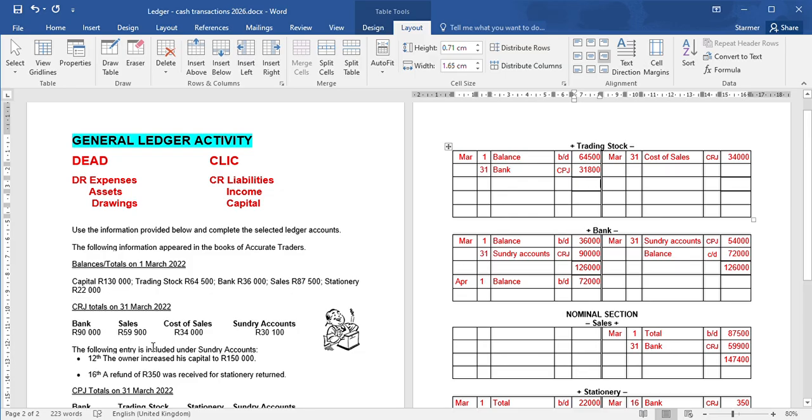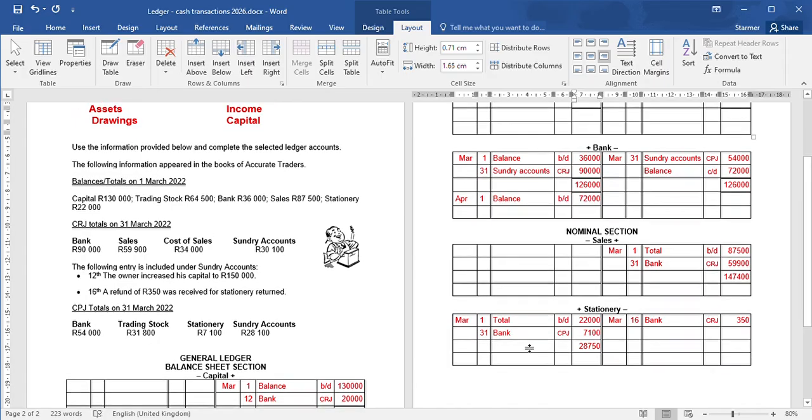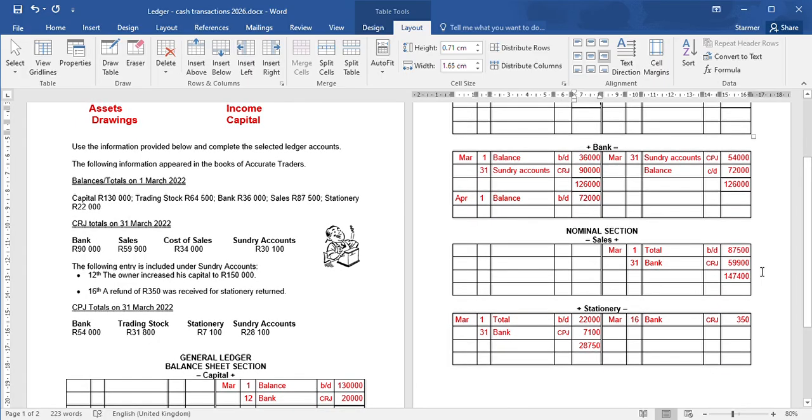Okay, the next one here is sales. If you've got sales, you've sold more. So on the plus side, the 59,900. That came from the CRJ, 31st. The contra account for this one, this is included in the bank. So bank will be your details.